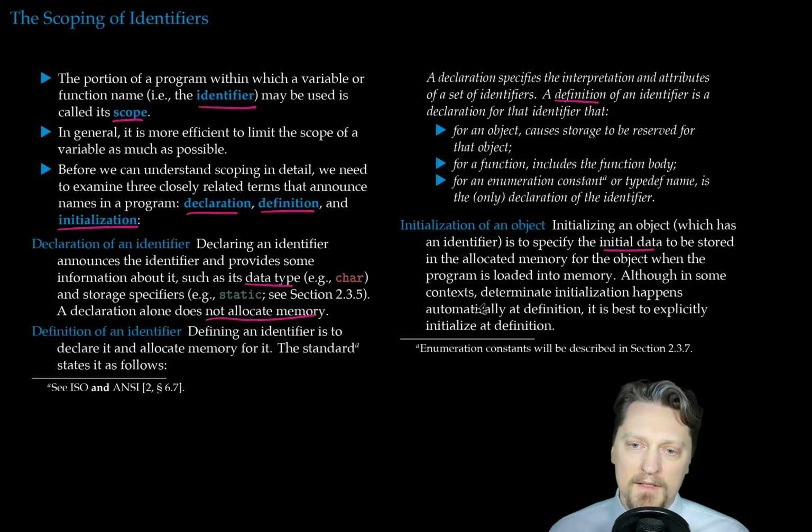Although in some contexts, determinate initialization happens automatically at definition, it is best to explicitly initialize at definition. For instance, when you define an identifier, if you want it to initialize to 0, you should explicitly initialize it to 0. Most compilers will not do that for you, so it's best to do it explicitly.